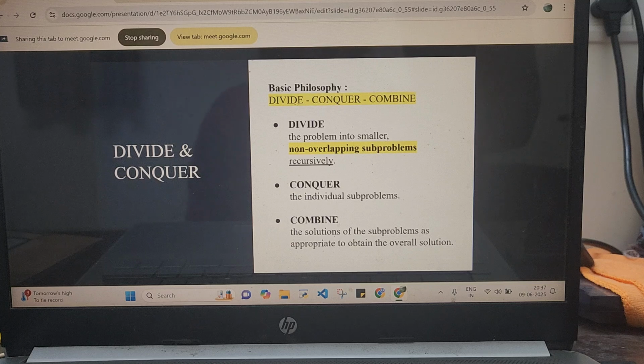So to summarize the divide step, you are given a large input, you are going to break it down into smaller inputs.